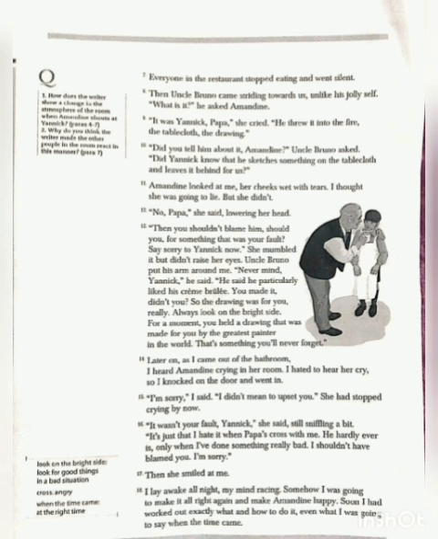"Really, always look on the bright side. For a moment, you held a drawing that was made for you by the greatest painter in the world. That's something you will never forget." Now Uncle Bruno is trying to calm and console him, and he's saying, you just think that you yourself made crème brulee, and your crème brulee was liked by the famous painter. This is also a very special moment. Plus you held a very famous drawing for a moment. This is also a very special moment.